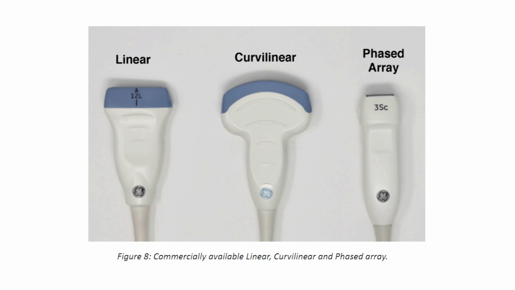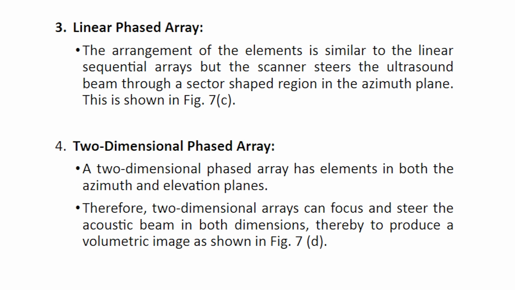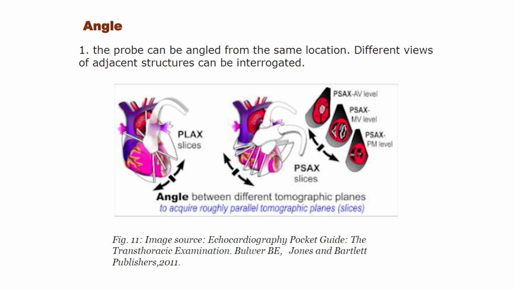Now, the fourth one, two-dimensional phased array. A two-dimensional phased array has elements in both the azimuth and elevation planes. Therefore, two-dimensional arrays can focus and steer the acoustic beam in both dimensions, thereby producing a volumetric image as shown in figure 7d. Figure 7 shows different arrangements in multi-element array scanners: linear sequential arrays, curvilinear array, linear phased array, 2D phased arrays.